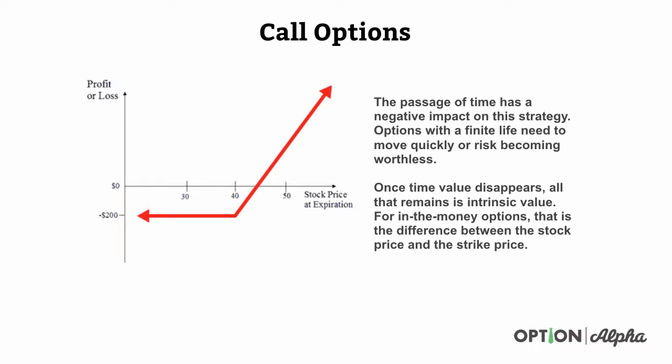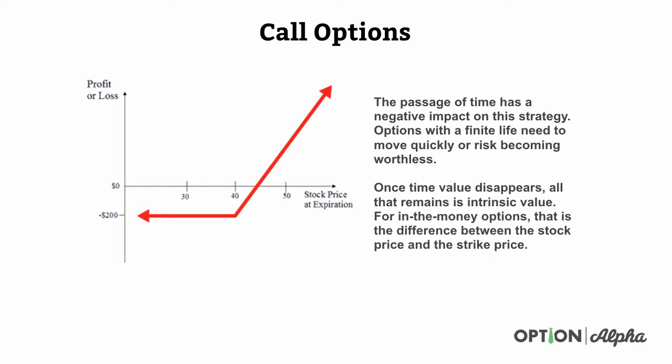Now, as time passes, it has a negative impact on the strategy. And that really goes for all long options, because options have a finite life. As they go quicker and quicker towards expiration, the time left for the stock to move into a favorable zone is going to be less and less. Once the time value disappears, then all that remains is the intrinsic value. So for in-the-money options, that's the difference between the strike price and the current price of the market.